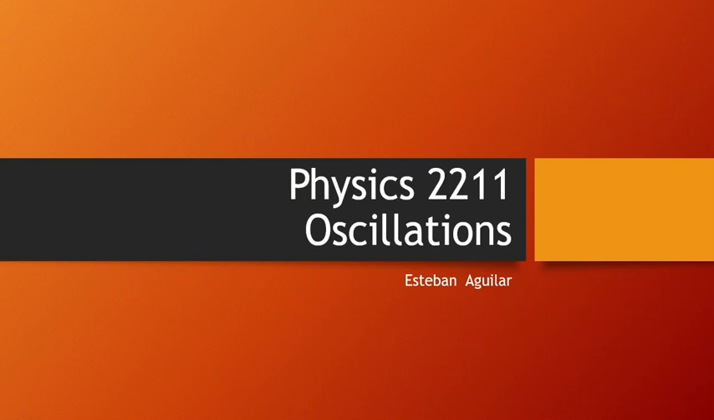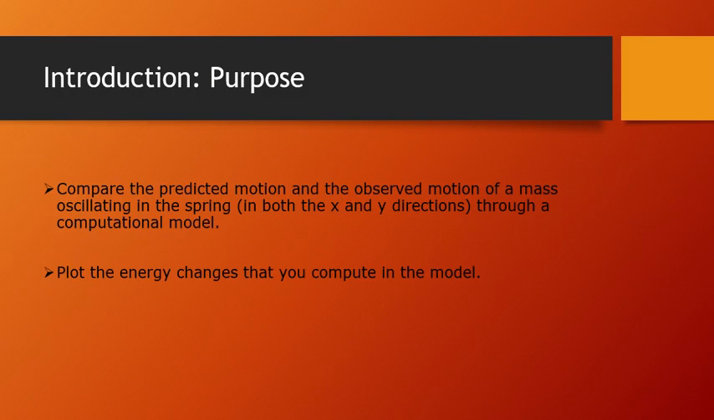Hi, I am Esteban Aguilar and this is my Physics 2211 Lab 4 Oscillations. The purpose of this lab is to compare the predicted motion and the observed motion of a mass oscillating in a spring in both the x and y directions through a computational model. In addition, I will plot the energy changes that I compute in the model.